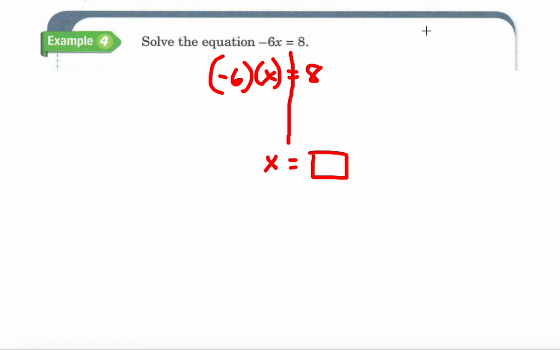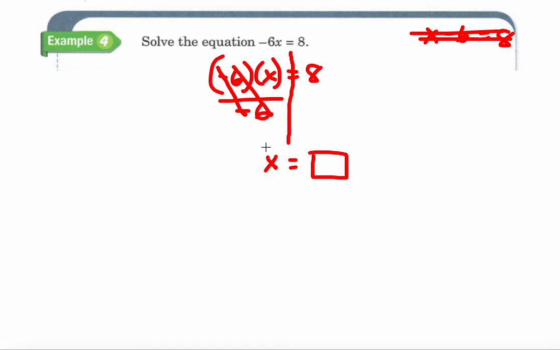If it were a subtraction problem, it would look like this. X minus 6 equals 8. But this is not that problem. This is a multiplication problem. This is x being multiplied by -6. So the opposite would be to divide by -6. And I want to make sure I'm dividing by the 6 and the negative, because both those will cancel out. The 6 on top and the 6 on the bottom will cancel. The negative on top and the negative on the bottom will also cancel.